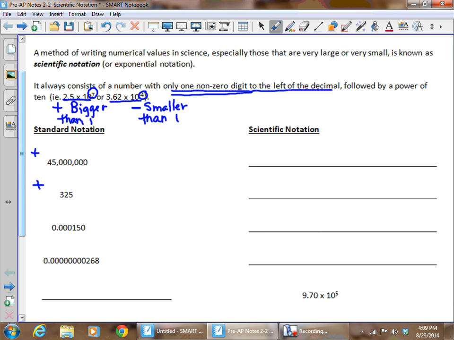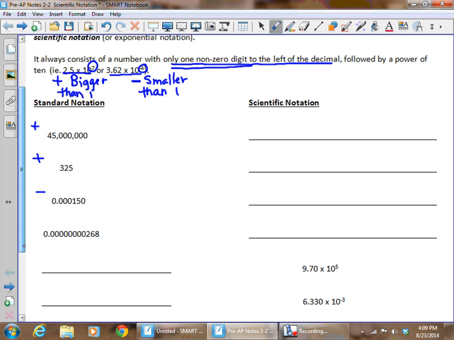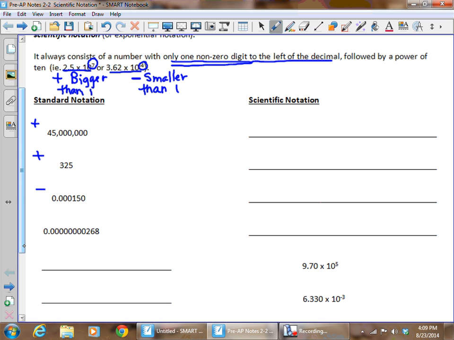The number 0.000150, is it going to have a positive or a negative exponent? Since it is much less than 1, it is going to have a negative exponent. The next value, obviously much less than 1, is also going to have a negative exponent. So just by looking at these number values, we can tell that.